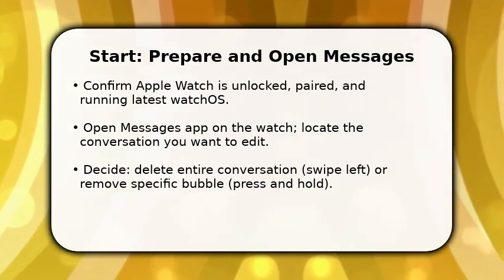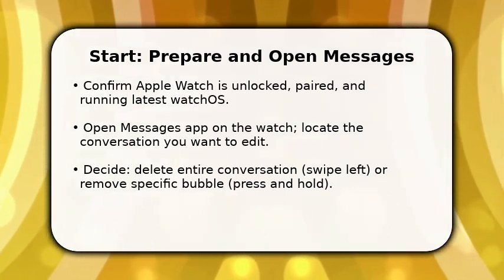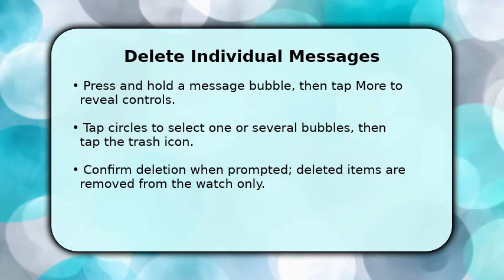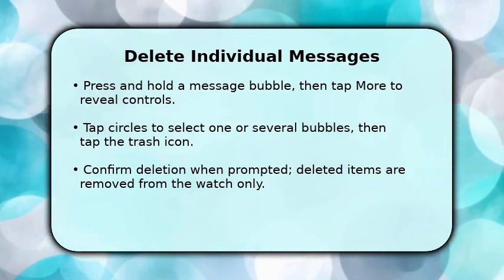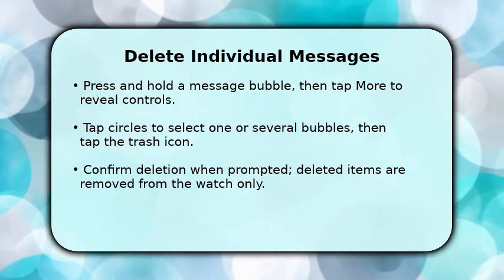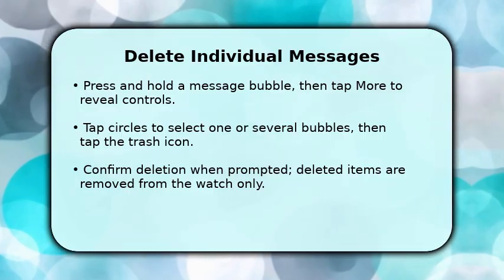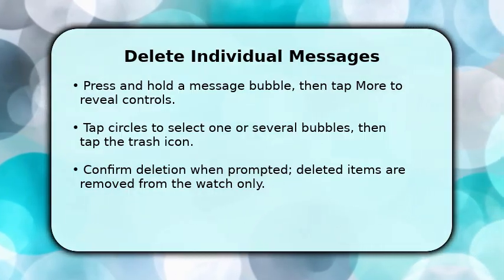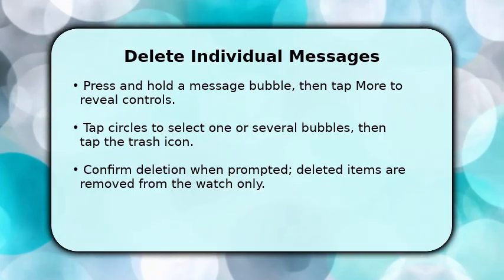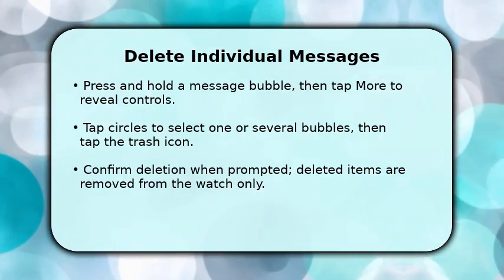After you press and hold a message bubble, tap More to reveal selection controls. Then tap the small circles next to each bubble to pick one or multiple entries. This lets you remove specific content without touching the whole conversation. When your selection is ready, tap the trash icon and confirm the deletion.